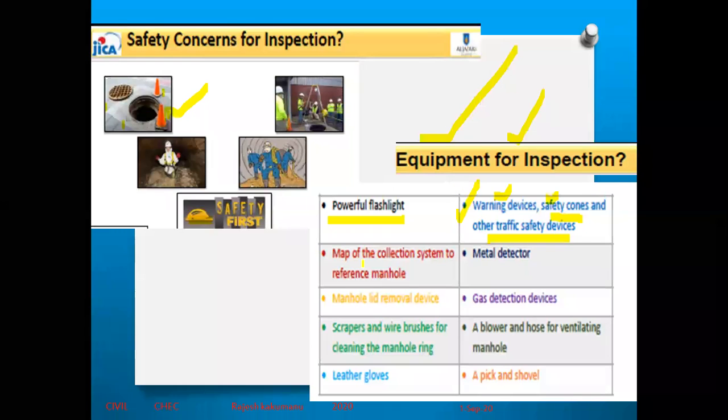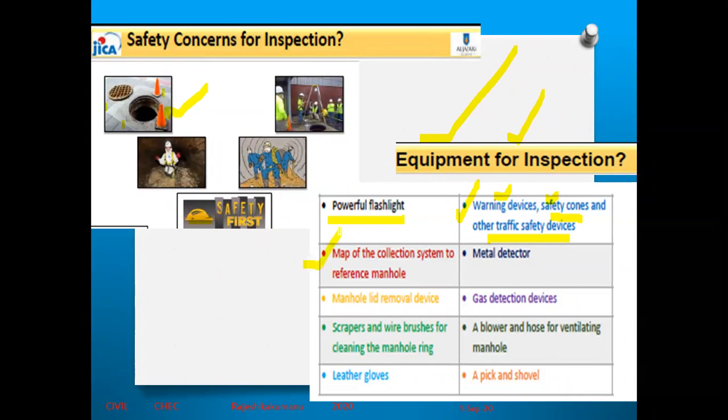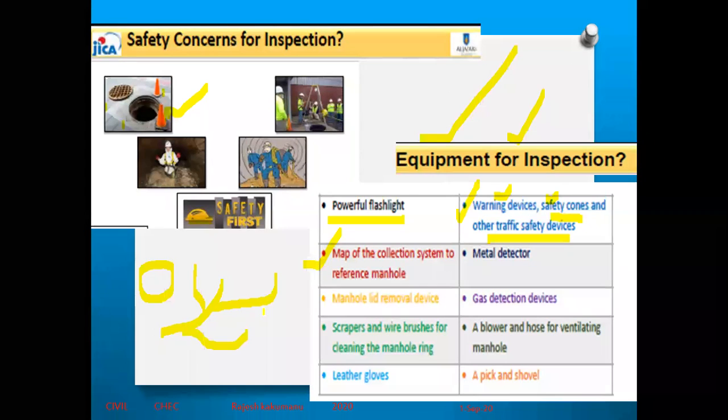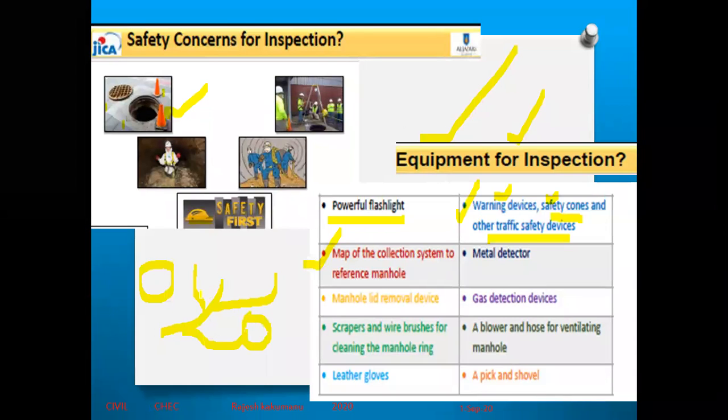Next, map of all collection systems to reference manhole. Map of all collection systems. So then you have to make proper maps, what is the line diagram, what is the blueprint for the collection system reference to the manhole. That means for a manhole, what are the other different types of collection systems. If you are designing, if you are having some layout, where the manholes are placed at any corner areas or the manholes are placed in the junction areas, then this type of thing also you have to see through the map.